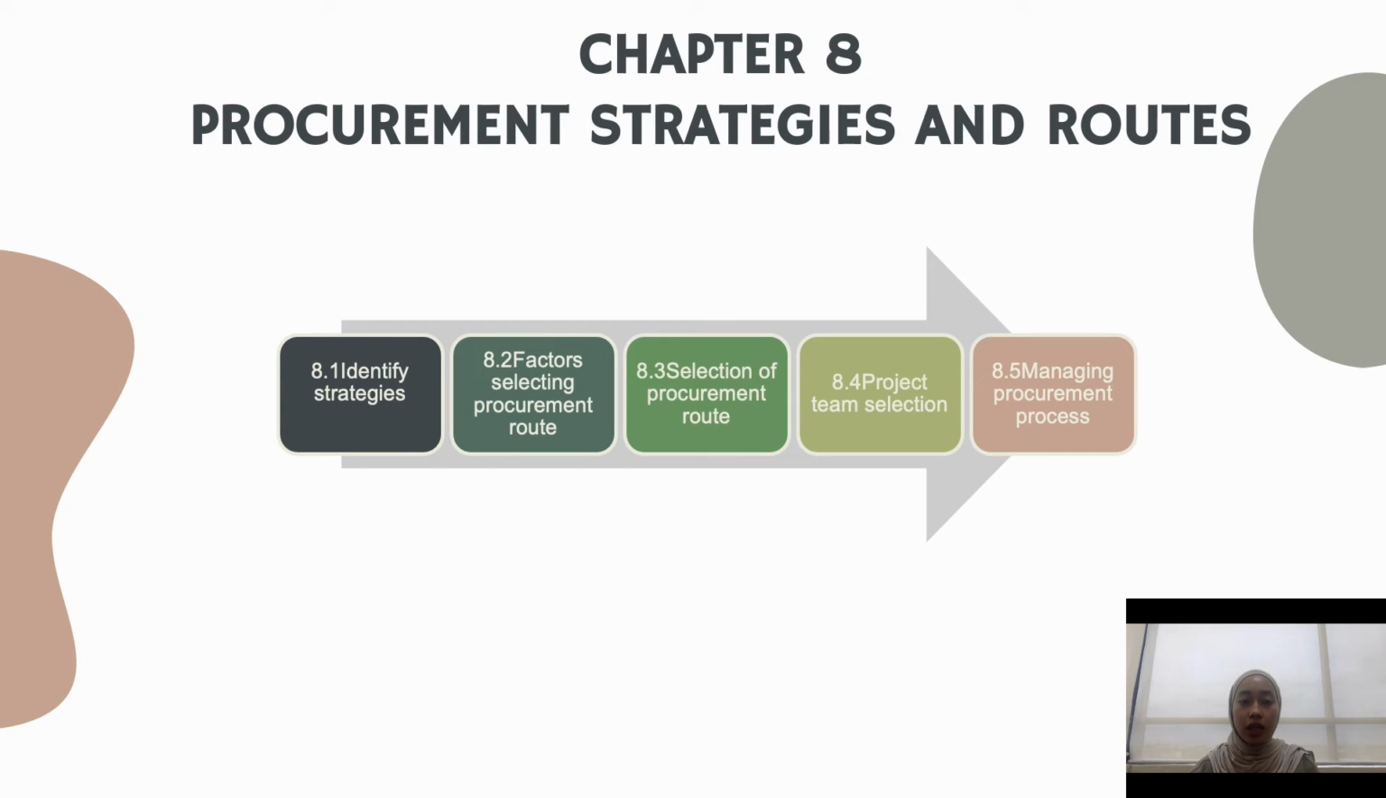Okay, for the second last chapter is 8, procurement strategies and route. In this chapter, the student will be able to study about procurement strategies and route. Subtopics in these chapters are identified strategies, factors selecting procurement route, selection of procurement route, project team selection, managing procurement process.